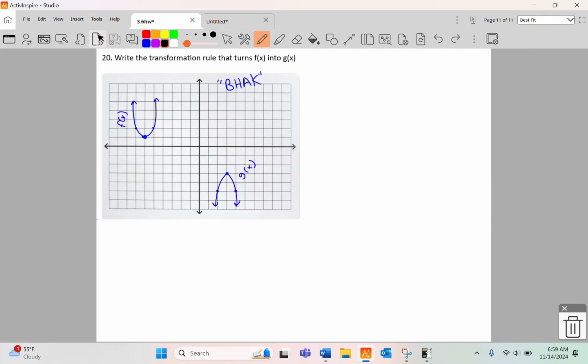And the last one I'm going to do, and that's where I need to stop. Write the transformation rule that turns f of x into g of x, and you're supposed to use something called BAHK. This is the order of transformations, okay? So something has happened, and this thing went this direction, and that's h. H is the horizontal shift. B, which is the first thing you're supposed to do, is the horizontal compression.